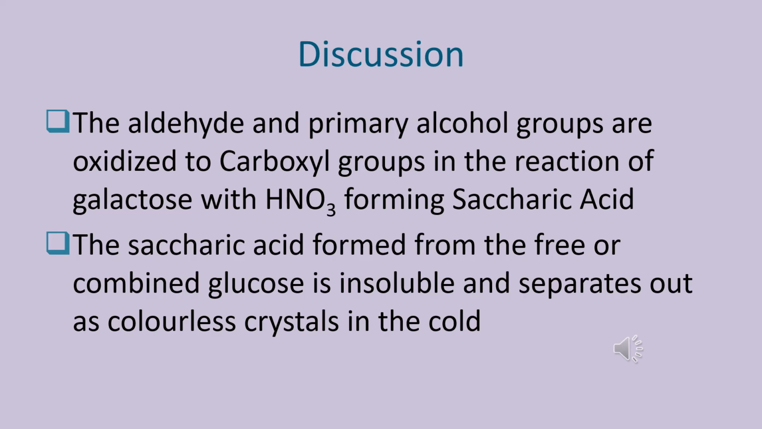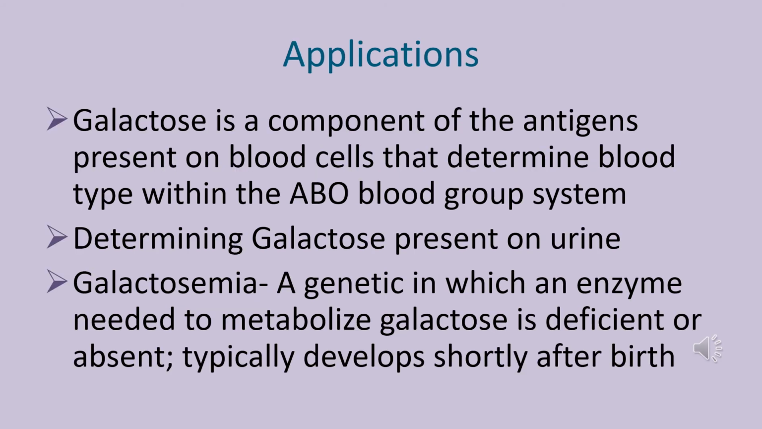Discussions. The aldehyde and primary alcohol groups are oxidized to carboxyl groups in the reaction of galactose with HNO3, forming saccharic acid. The saccharic acid formed from the free or combined galactose is insoluble and separates out as colorless crystals in the cold. Application. Galactose is a component of the antigens present on blood cells that determine blood type within the ABO blood group system.